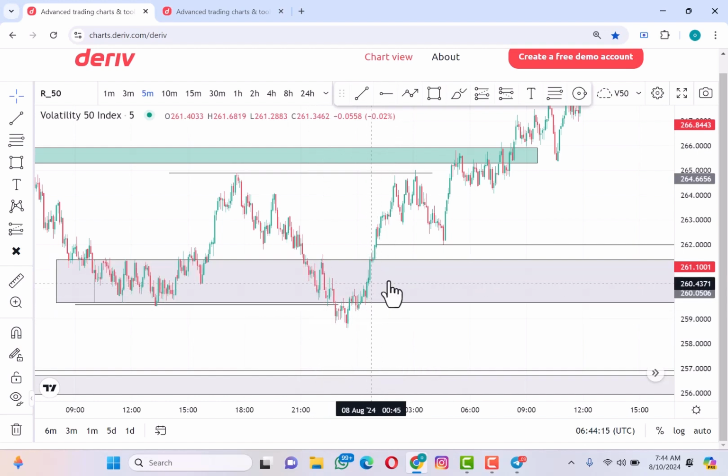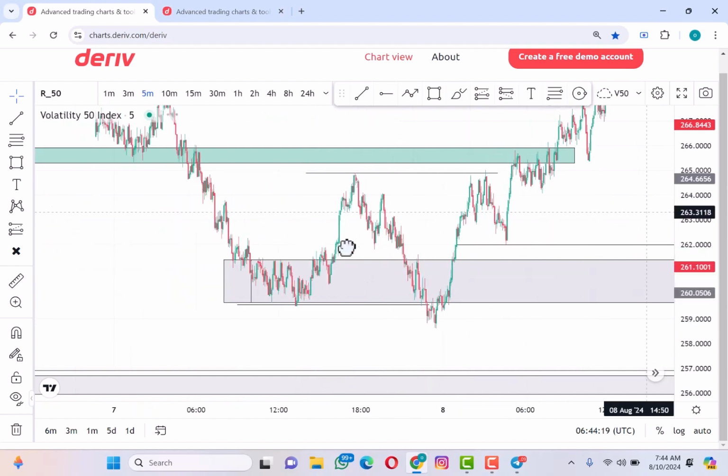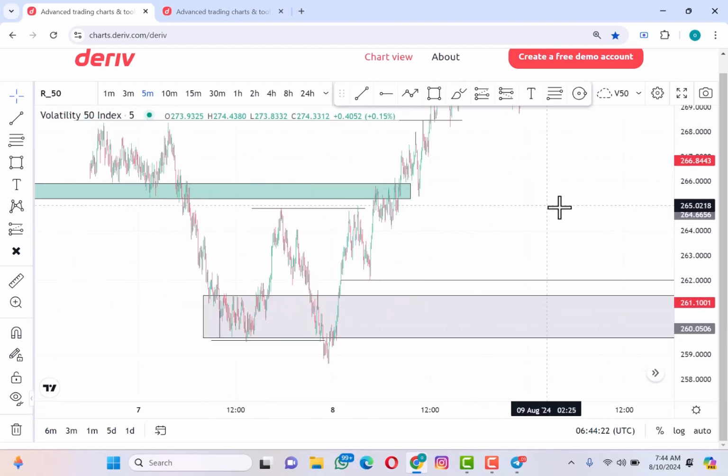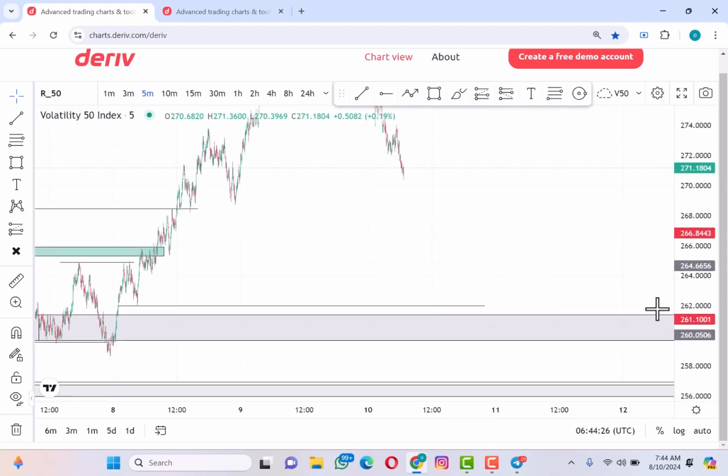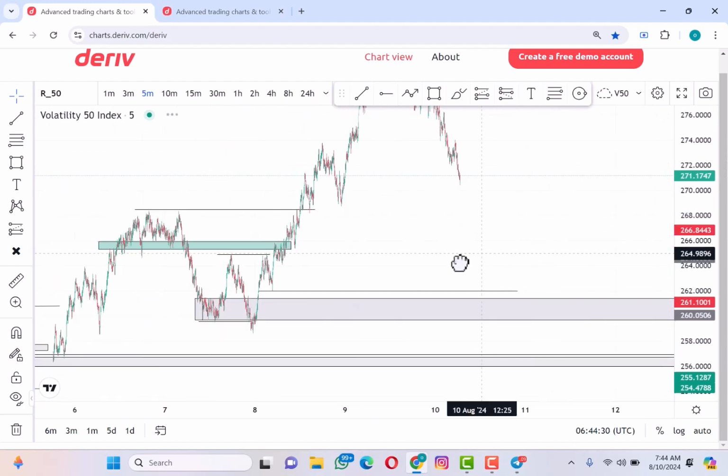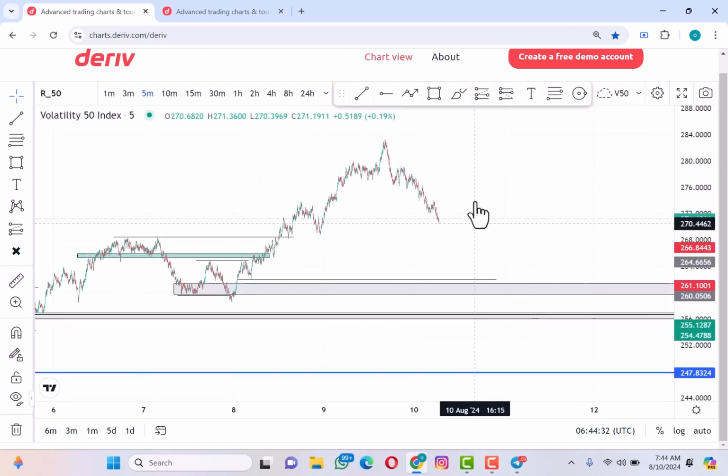But nevertheless, I will just exercise patience until price taps into this POI before I make any move. So trading has a lot to do with patience. You really need to have patience with it. Wait for your setup to materialize so that you can capitalize on it.